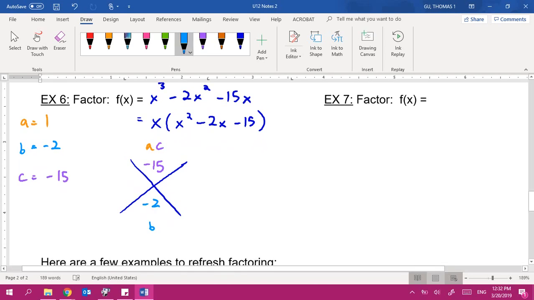How do I find the numbers that go in the side of the X box? To which ones though? They multiply to which one? -15, and they add up to -2. That's right. So what are the two numbers then? -5 and +3. There you go.